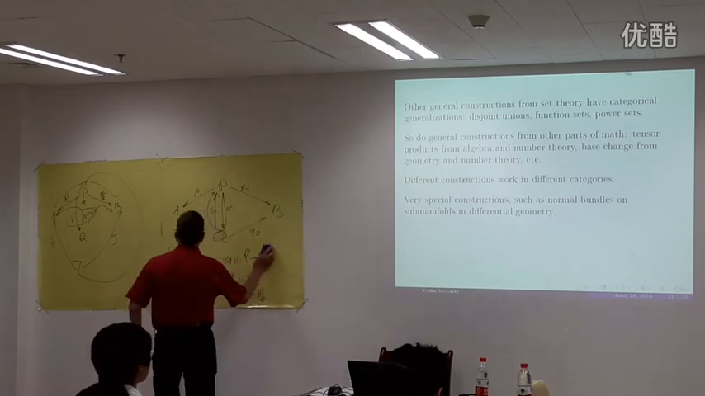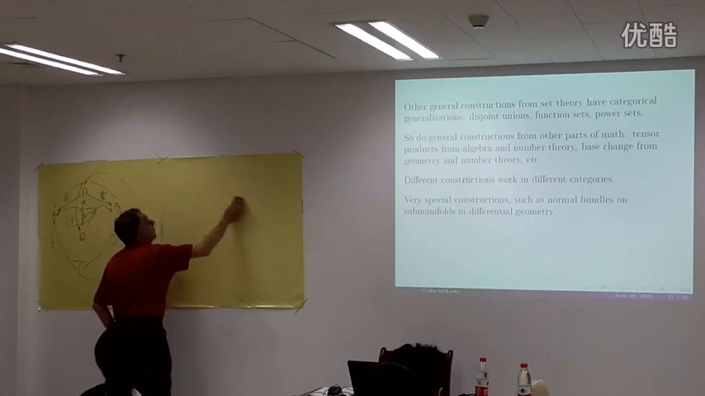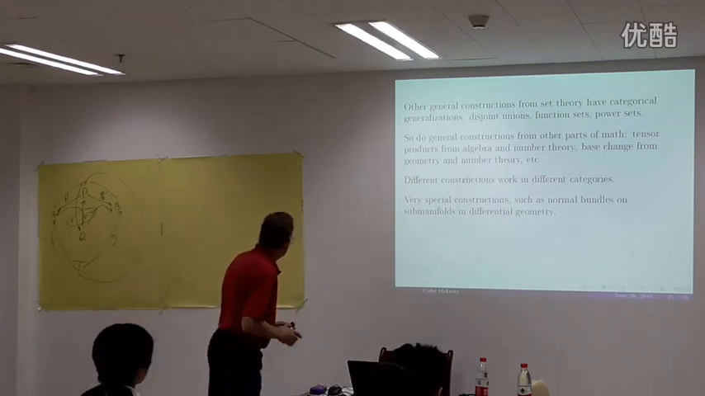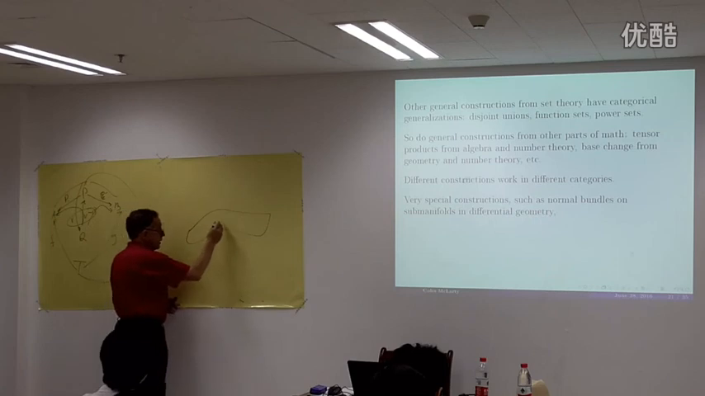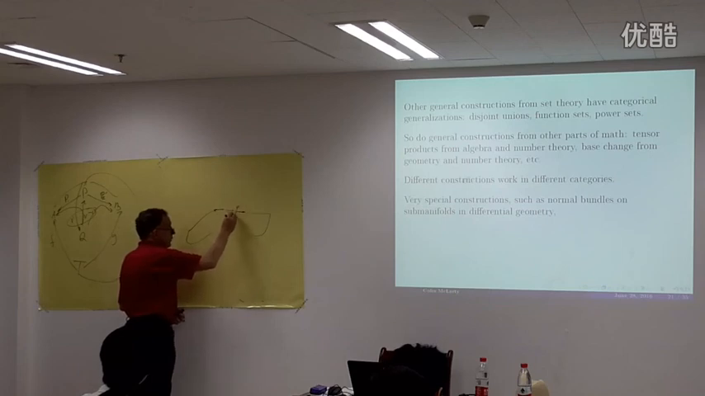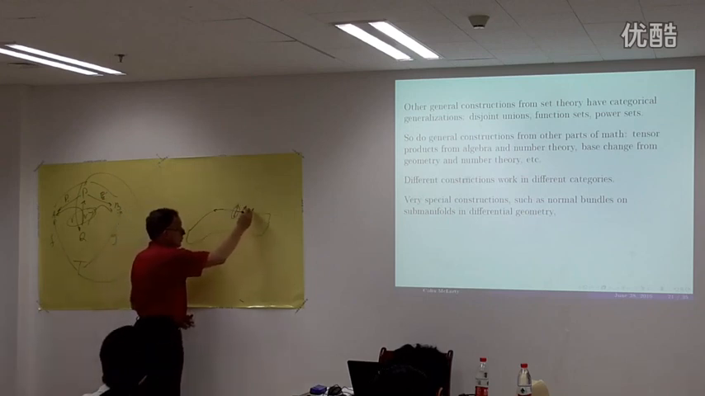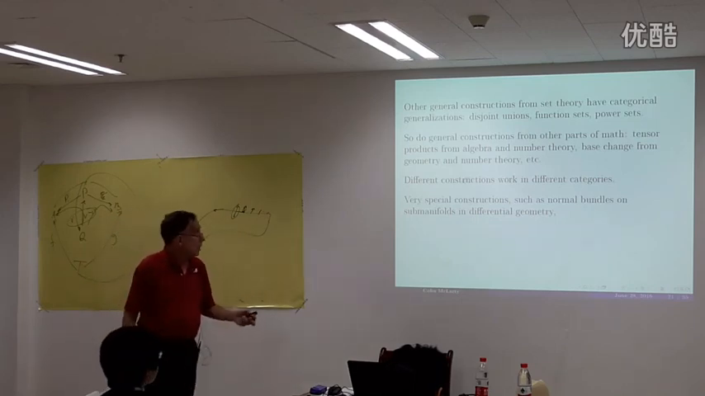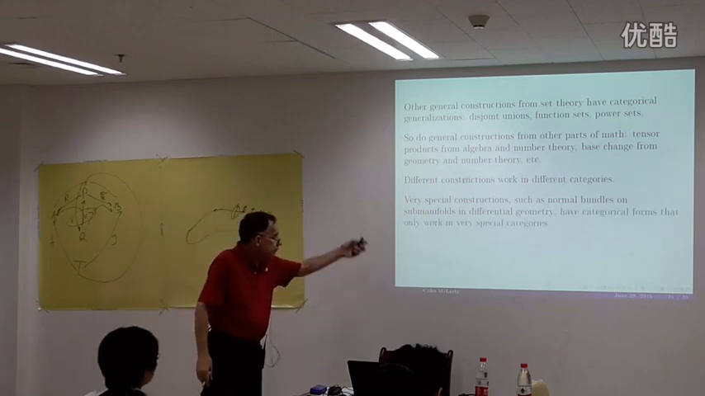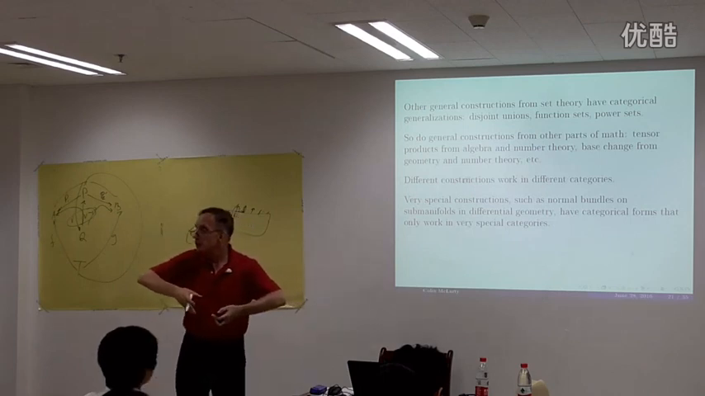In differential geometry, here's something we often do. I don't really do differential geometry, but you're working inside some space like this. This is a big space, and this is some smaller space inside it, it's got a tangent bundle, it's got the tangent vectors that stay in that surface, but it's also got the normal bundle. It's also got the vectors that point perpendicular to it. You might want to put little infinitesimal vectors all over perpendicular to that surface. And you would want to if you're a differential geometer. That has categorical forms, but it only works in very special categories. Very special constructions only work in appropriate special conditions.